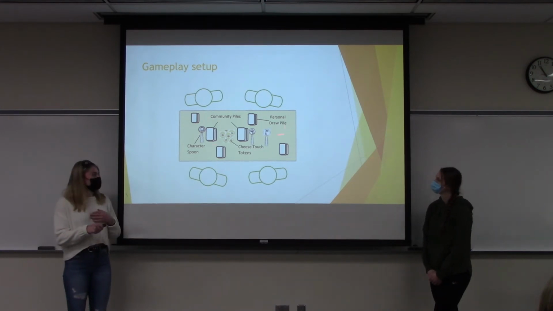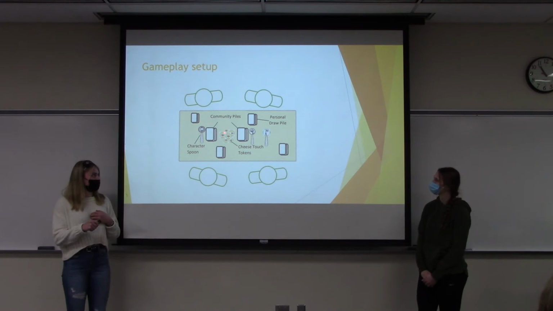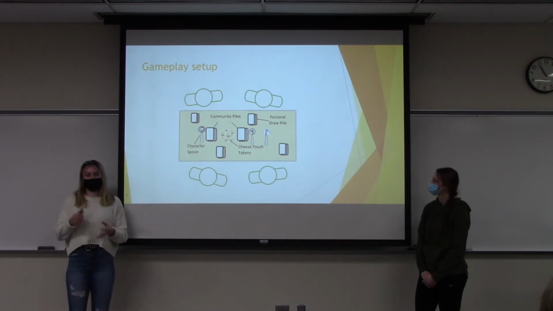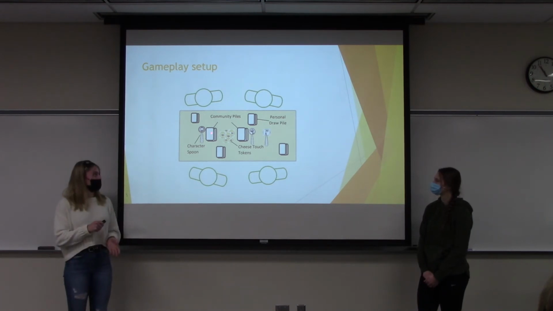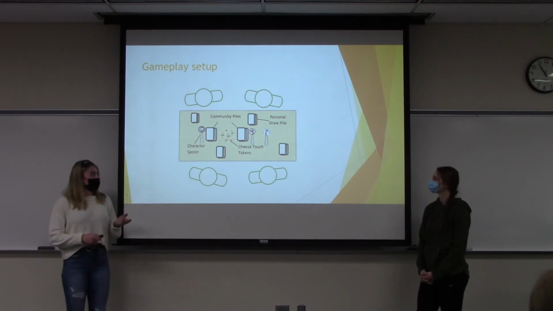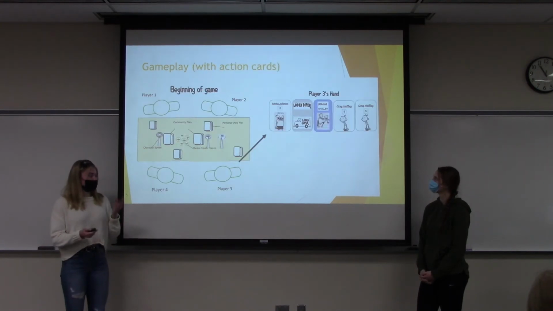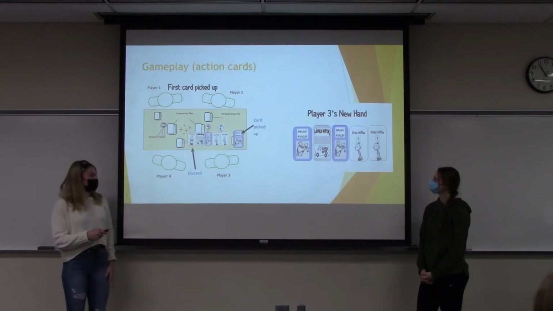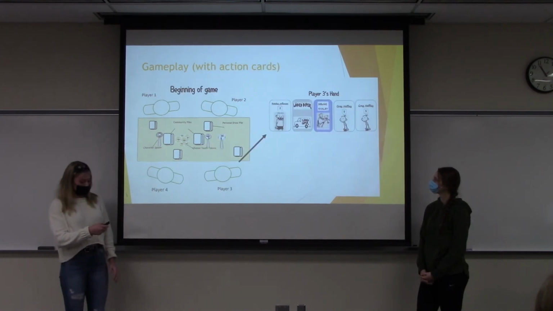You're going to set up your spoons in the middle of the table, as well as all the Cheese Touch tokens in the middle. Each player is going to have roughly about 15 cards in their personal pile, and anything that's left over will go into the extra community piles in the middle. So, to start the round, someone's going to say go, and everyone's going to pick up 5 cards in their hand. So, for example, player 3 here has these cards in their hand.